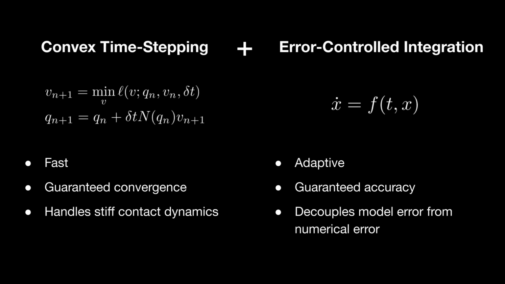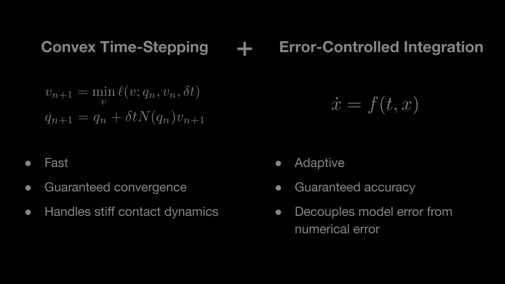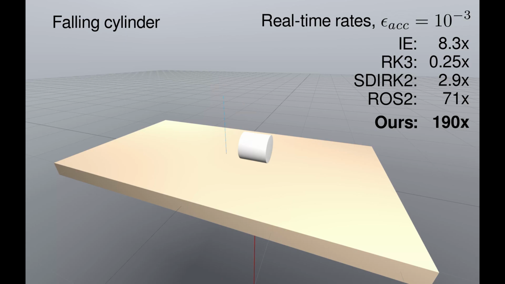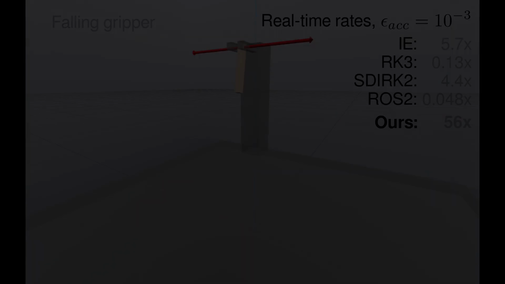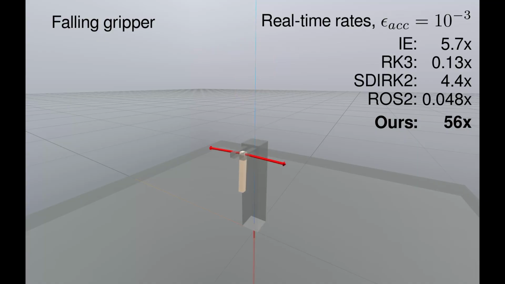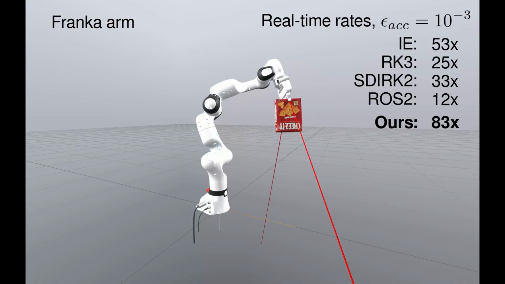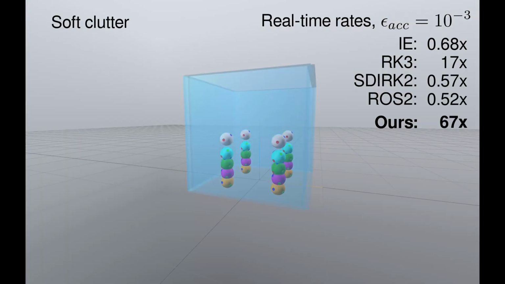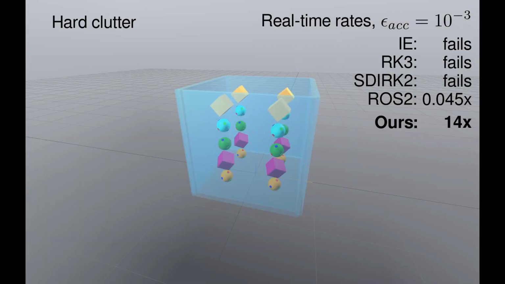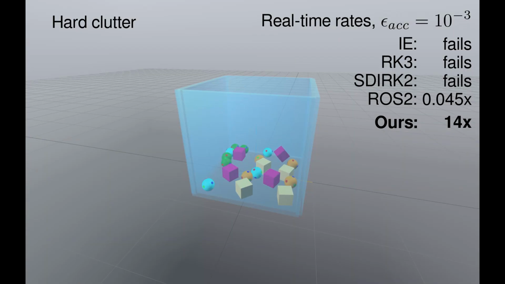CENIC combines the best of error-controlled integration and convex time stepping, as illustrated in these test simulations. CENIC is orders of magnitude faster than existing error-controlled integrators, making it suitable for robotics. At the same time, CENIC maintains strong convergence and accuracy guarantees via error control. CENIC performs particularly well on problems with many stiff contact interactions, where existing error-controlled integrators struggle.